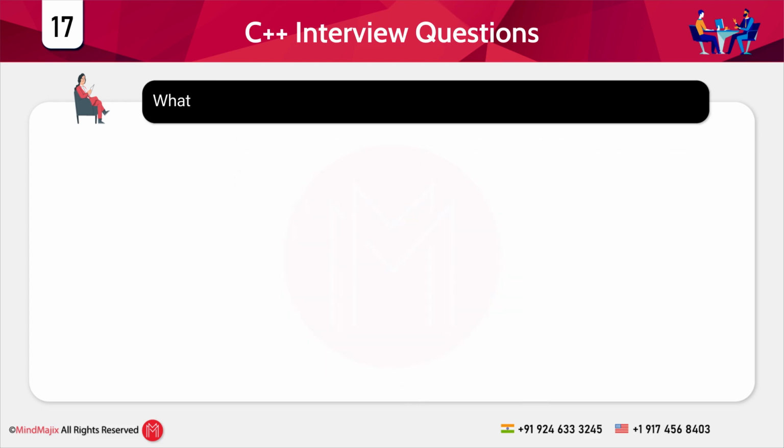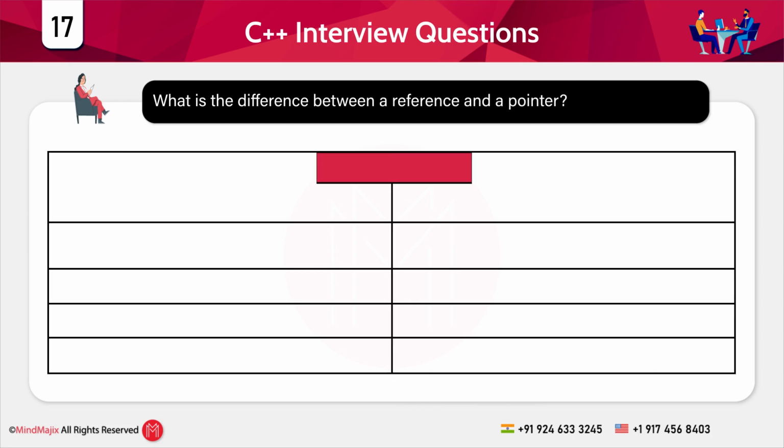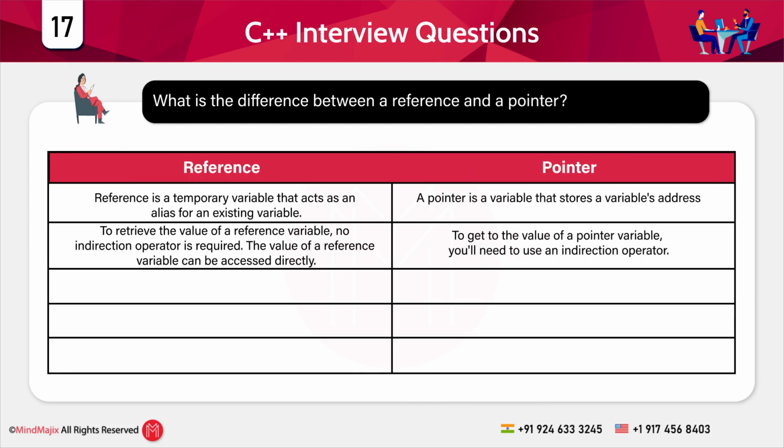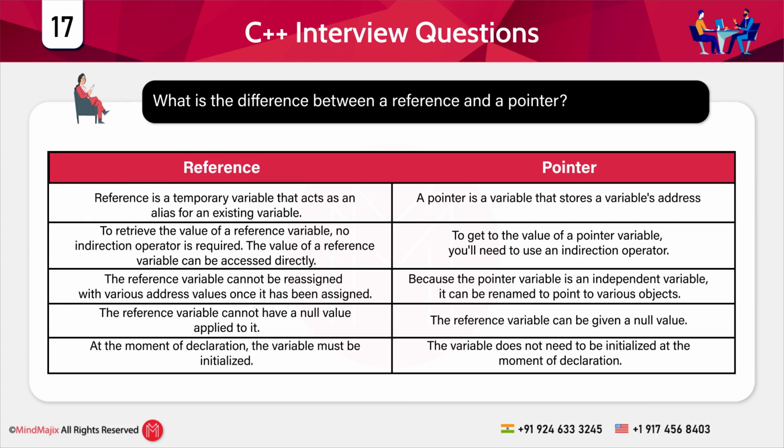The next question is, what is the difference between a reference and a pointer? So guys, if you talk about a reference, it is nothing but a temporary variable that acts as an alias for an existing variable. An alias is nothing but a second name for a variable. Whereas a pointer is a variable that stores a variable's address. In case of reference, to retrieve the value of a reference variable, no indirection operation is required. The value of the reference variable can be accessed directly. But this is not the case with pointer. To get the value of a pointer variable, you will have to use an indirect operator.